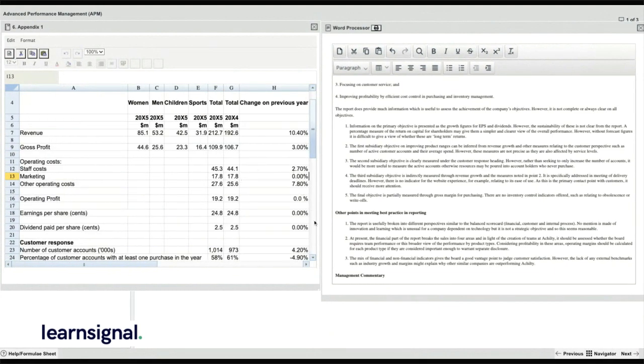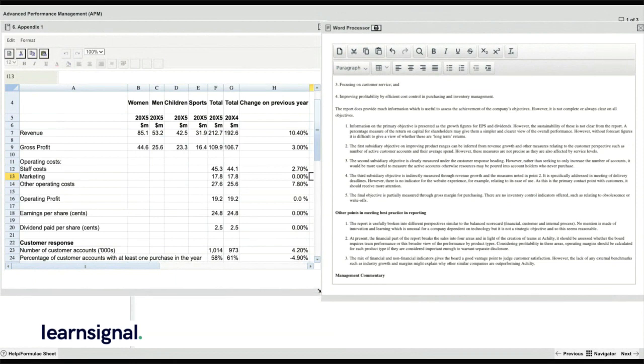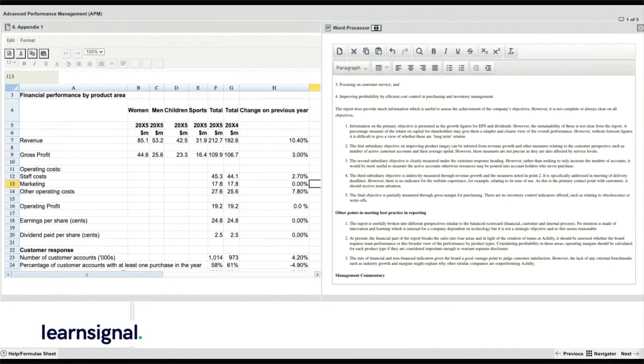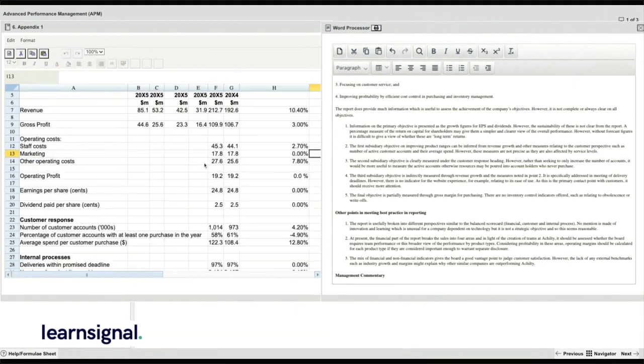For improving product ranges, this can be inferred from revenue growth and other measures relating to the customer perspective. However, these measures are not precise as they are also affected by service levels. For increasing customers and spend, this can be seen under the customer response heading. But rather than seeking to only increase the number of accounts, it would be more useful to measure the active accounts. Otherwise, resources may be poured into account holders who never purchase.